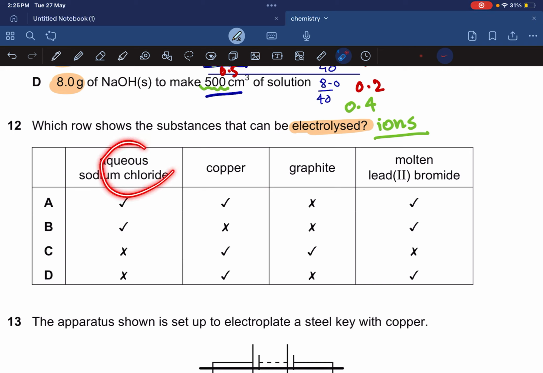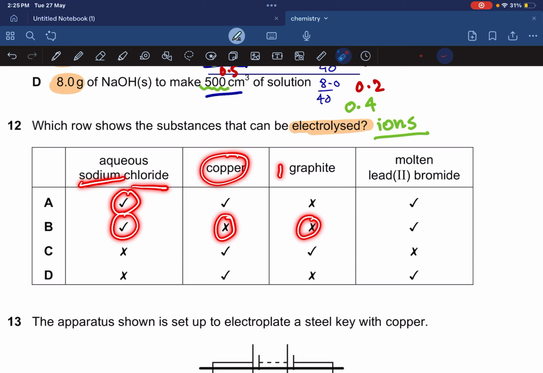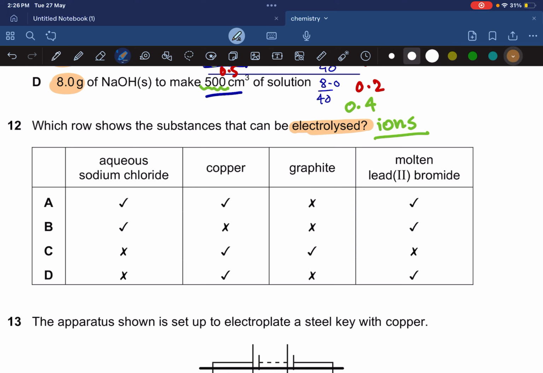So aqueous sodium chloride is in a liquid form, and it has sodium and chloride ions, so definitely I can electrolyze it. Copper is a solid, I cannot electrolyze it. Graphite is a solid, I cannot electrolyze it, though graphite can be used as electrodes in electrolysis, but it cannot itself be electrolyzed until ions can move in it, and graphite definitely has no ions. Molten lead bromide is in liquid form and has ions, so I can definitely electrolyze it, which makes option B the correct option.